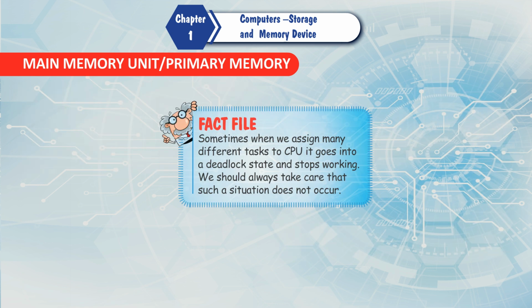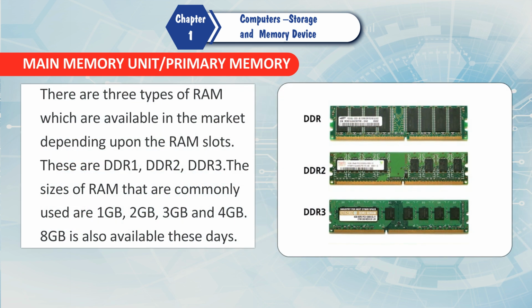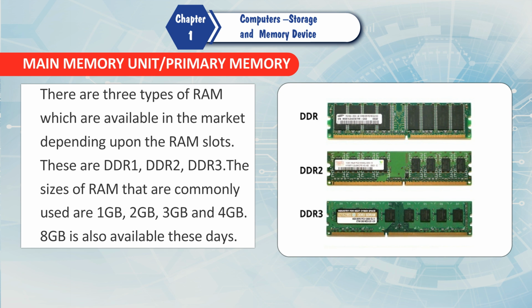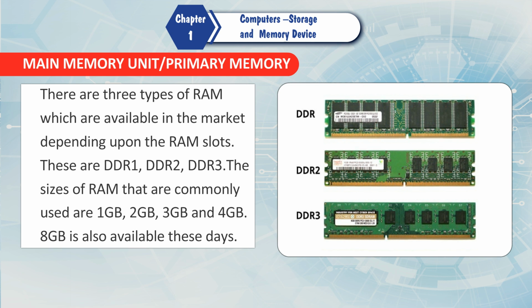Fact file. Sometimes when we assign many different tasks to the CPU, it goes into a deadlock state and stops working. We should always take care that such a situation does not occur. There are three types of RAM which are available in the market depending upon the RAM slots. These are DDR1, DDR2, DDR3. The sizes of RAM that are commonly used are 1 GB, 2 GB, 3 GB and 4 GB. 8 GB is also available these days.